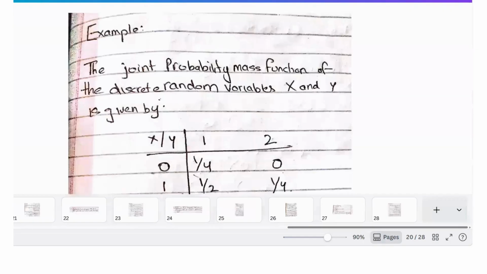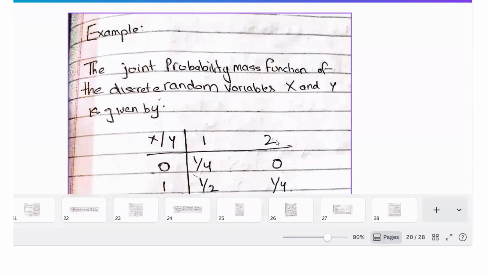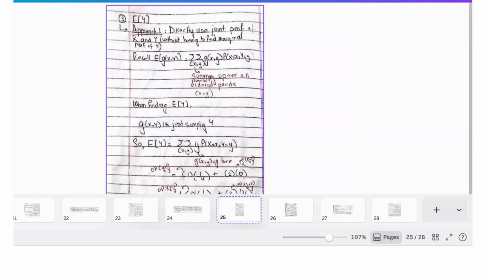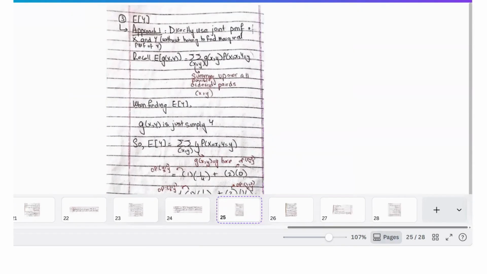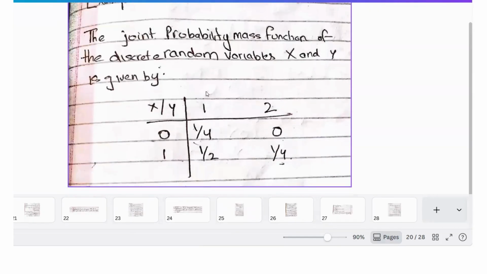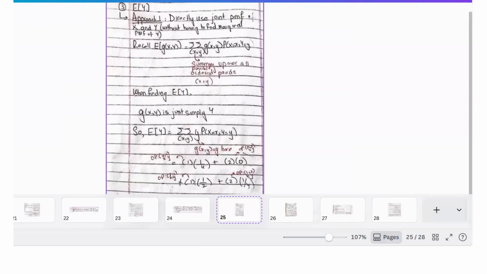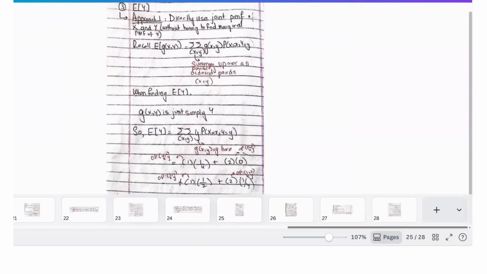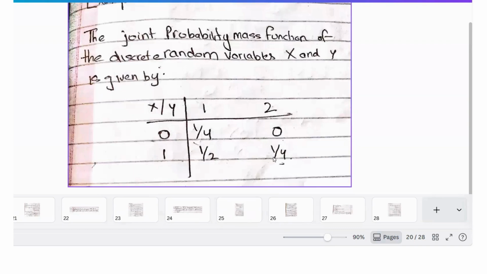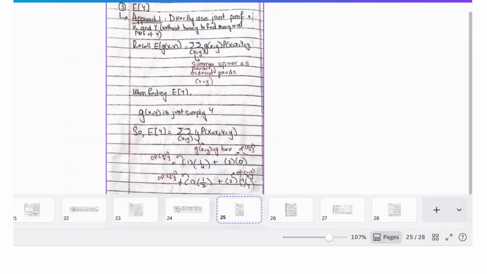The next ordered pair here is (0, 2), and the probability for this ordered pair is 0. The y value is 2 and the probability is 0. The next ordered pair is (1, 1) and the probability is 1 by 2, so the y value is 1 and the probability is 1 by 2. Plus the next ordered pair is (1, 2) and the probability is 1 by 4. Here the y value is 2 and the probability is 1 by 4.